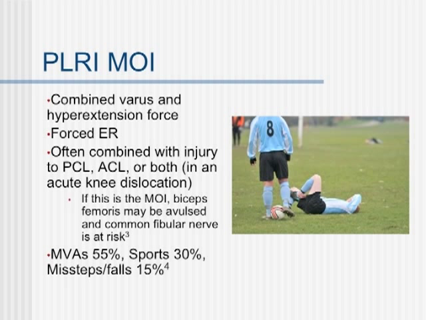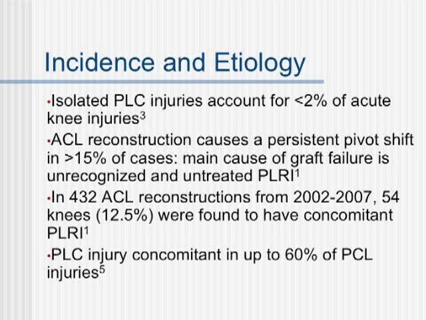Posterolateral rotary instability mechanism of injury. Combined varus and hyperextension force, forced external rotation. These are most often combined with collateral ligament damage, PCL, ACL damage, or both. And you see the statistics there for MVA, sports, and falls.